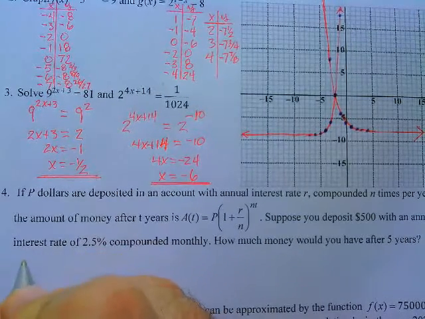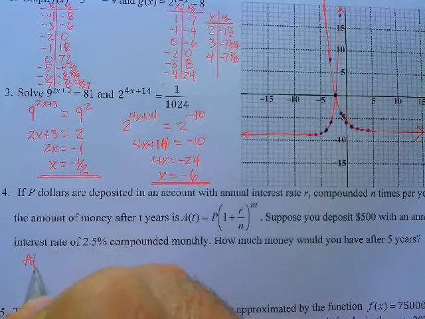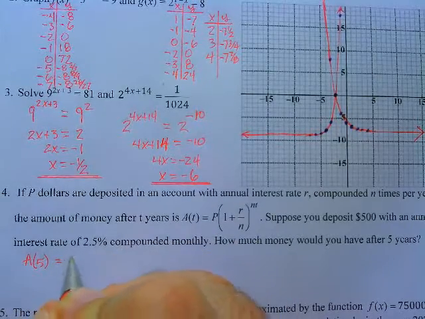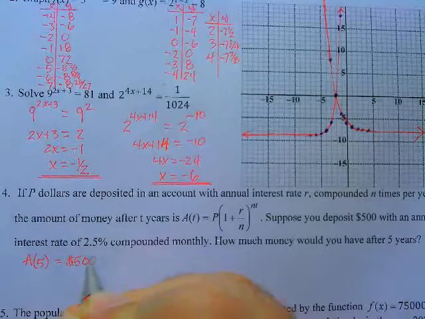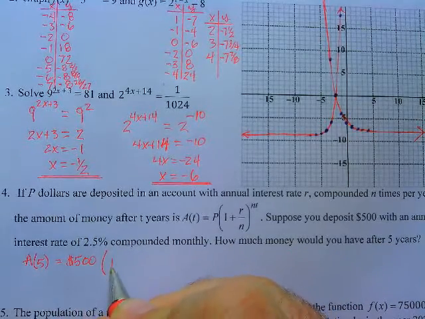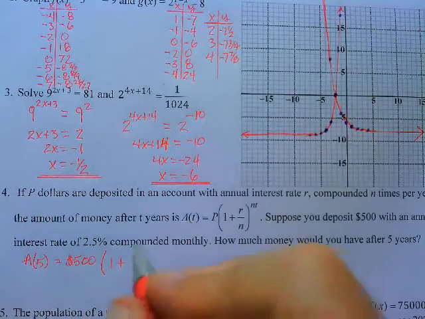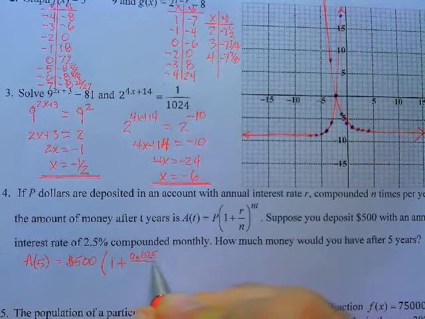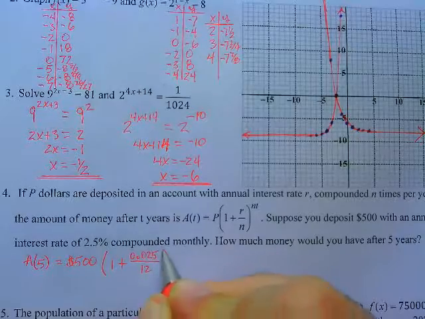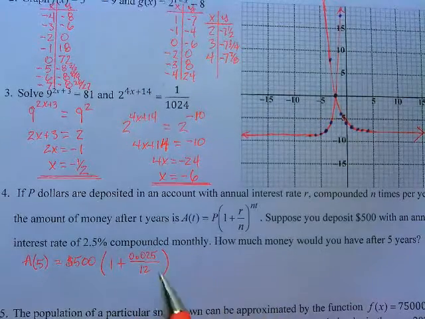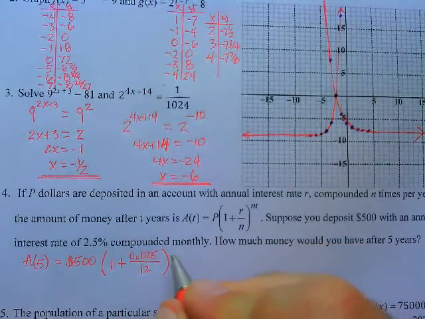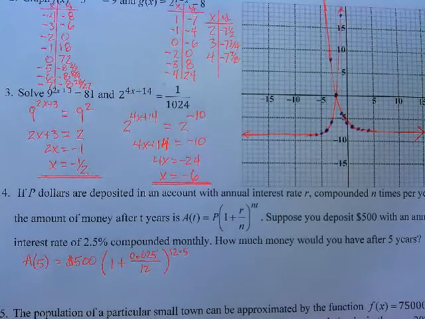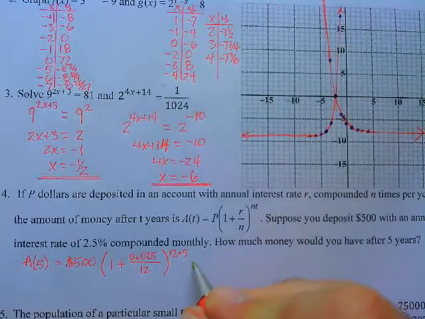So plugging these numbers in, basically we're going to have A of 5. Remember, that's the T, 5 years. So we started with $500. 1 plus, the interest rate is 2.5%, which we have to write as a decimal. And then it's going to be compounded monthly, so that's 12 times per year. And then the exponent part, n times t, 12 times the 5. And so this is what it would look like with all the numbers plugged in.